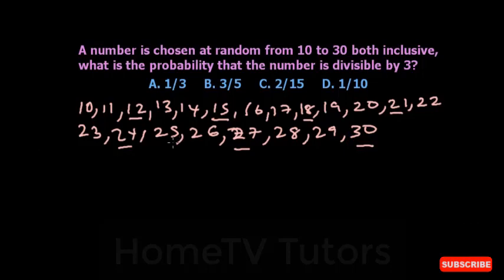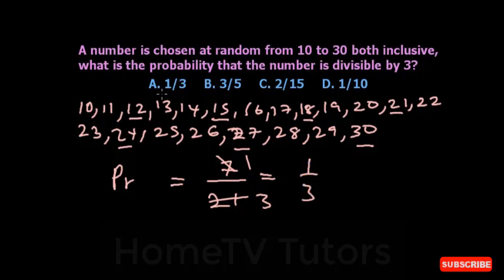So how many of these numbers do we have? 1, 2, 3, 4, 5, 6, 7. So the probability that a number is divisible by 3 is equal to the number of possible outcomes, which is 7, divided by the total number, that's 21. Okay, so 7 over 21: 7 here 1, 7 here 3, so 1 over 3. So answer option A is the right answer.